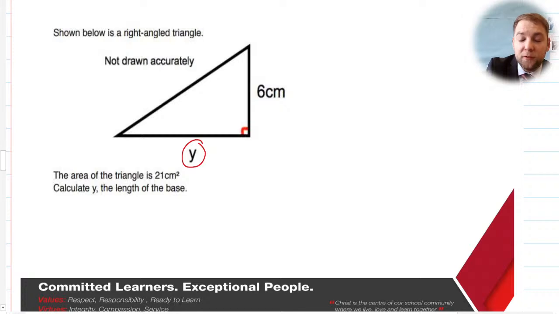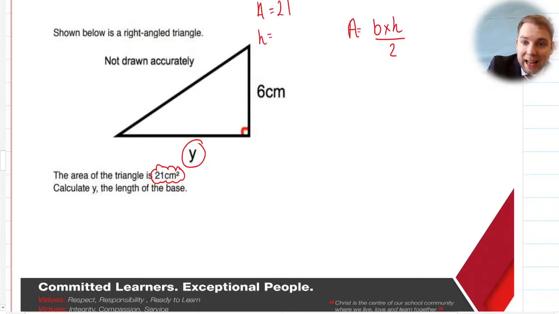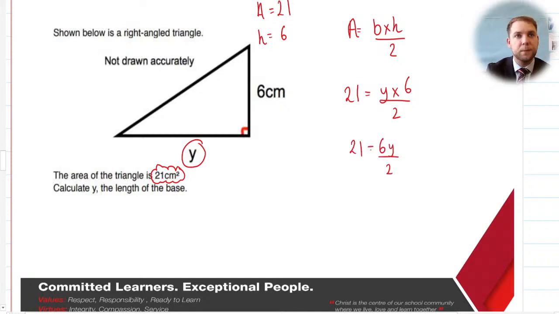So the formula for the area of a triangle is equal to base times by height divided by 2. Now I know that the area, it says down here, is equal to 21 centimetres. I know that the vertical height is equal to 6 centimetres. So let's put all that in. 21 is equal to my base, which is y, times by my height, which is 6, all divided by 2. So this one here, if I simplify it, is equal to 6y all over 2.